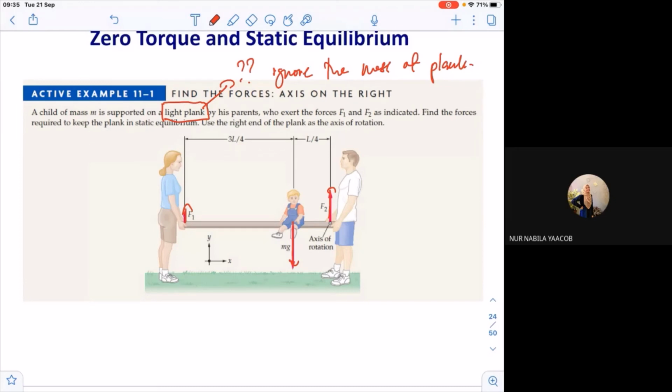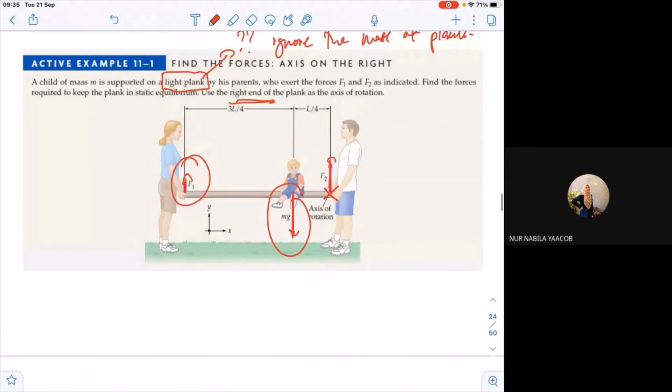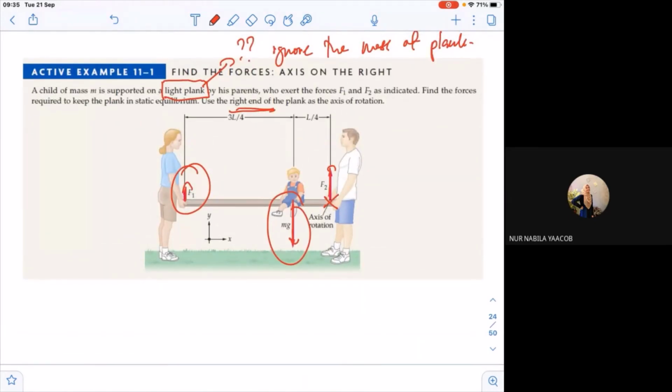So, use the right end of the plank. It's stated here in the question, use the right end of the plank as the axis of rotation. When we apply this point as the axis of rotation, we need to consider the baby and also the mom, F1 and mg. The boy is at a quarter of L, and his mom is at three quarters of L.